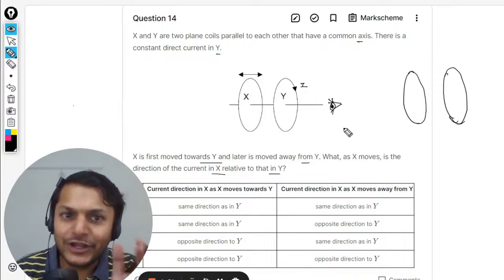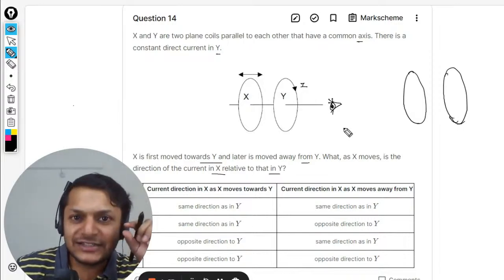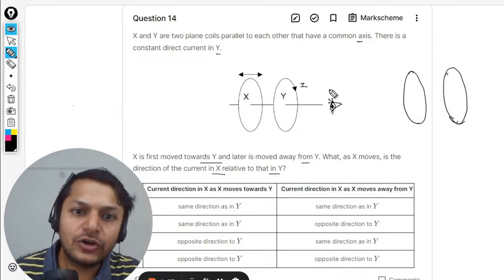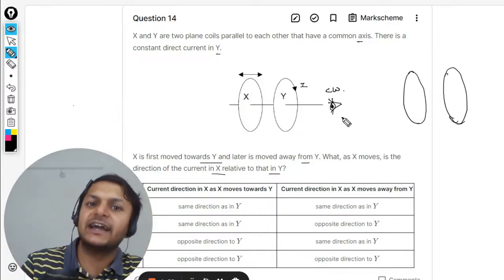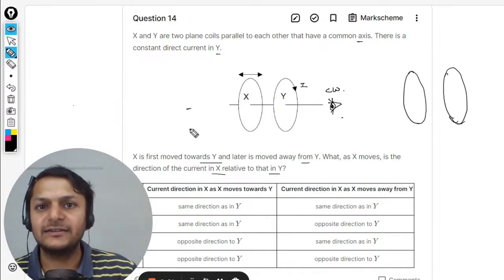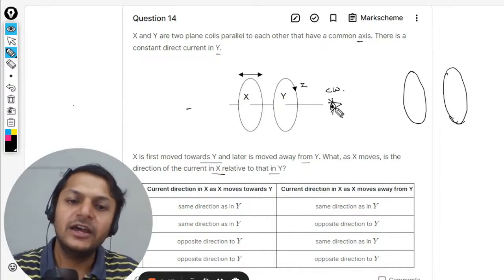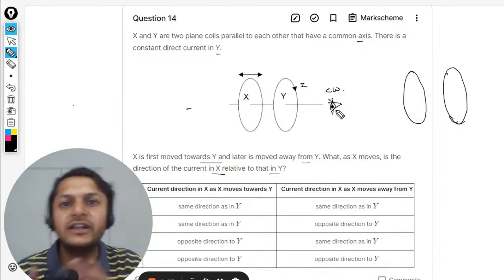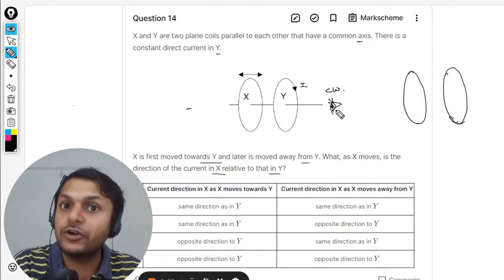Forgive my drawings that I'm drawing there. So let us say you are watching from that side. If you're watching from that side, the current is clockwise. So current is clockwise from this side. It is anti-clockwise from this side. From this side it is anti-clockwise, but from this eye point of view it is clockwise. So whenever we say clockwise and anti-clockwise, we have to say what is your reference point.